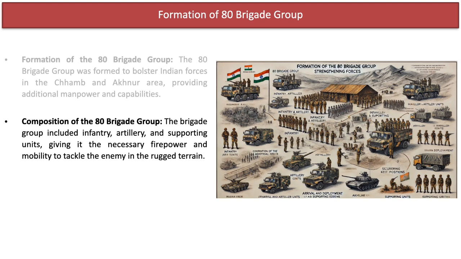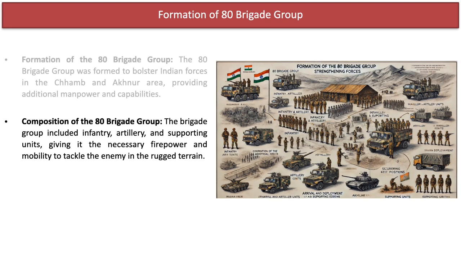The backbone of 80 Brigade Group was its infantry units. These were soldiers trained for ground combat, ready to engage the enemy at close quarters and adapt to the difficult terrain. The infantry in the 80 Brigade Group was a mix of experienced and fresh troops, all of whom were prepared to dig in and hold positions, to push forward and assault enemy lines. They were the ones on the front lines, clearing bunkers, taking trenches, and moving through the challenging landscape with determination and skill. But the infantry didn't operate alone.